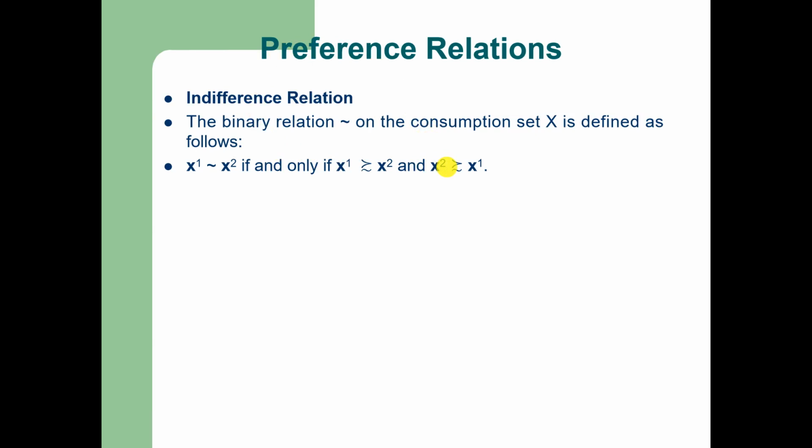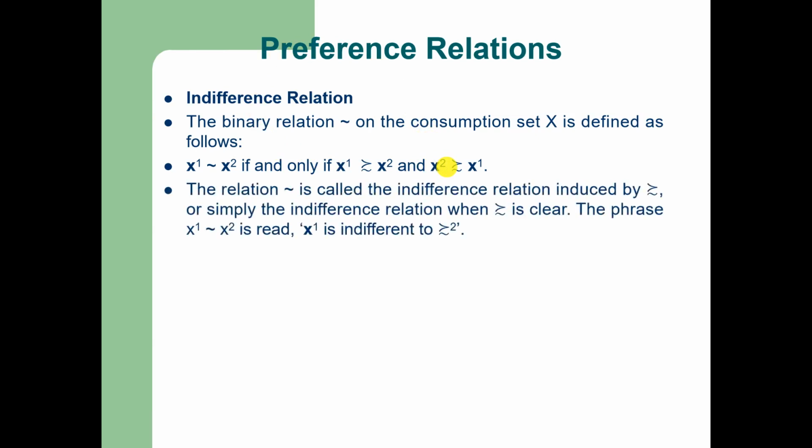This binary relation is called the indifference relation, which is induced by the at least as good relation, or simply the indifference relation when this relation is clear. The phrase X1 tilde X2 is read as X1 is indifferent to X2.